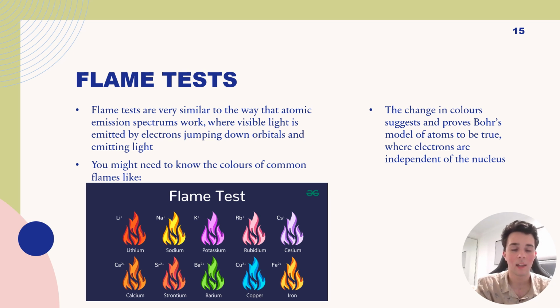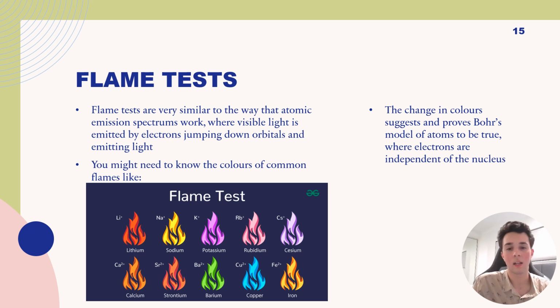What is important though is you just need to understand how it works, and you might need to memorize a couple of colors. Lithium is an orangey red, sodium a bright yellow, potassium a lilac or purple, rubidium pinky, cesium pinky, calcium burns a brilliant orange, strontium a red, barium and copper you can say bluish green or green, either works. And iron is a nice red. I don't believe you need to know iron though, because it's got different charges, so it can change.